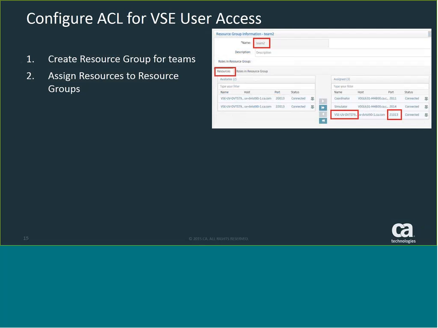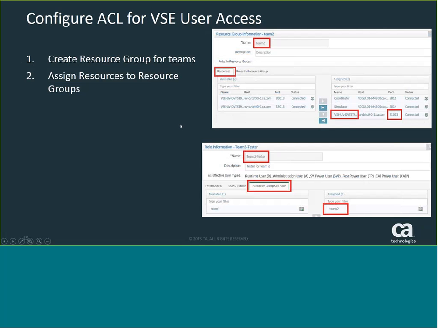In order to create the user access in DevTest ACL, we first create a resource group for each team and assign resources to the resource group, including the VSE, the last one on the list on the right, and simulator and coordinator services.